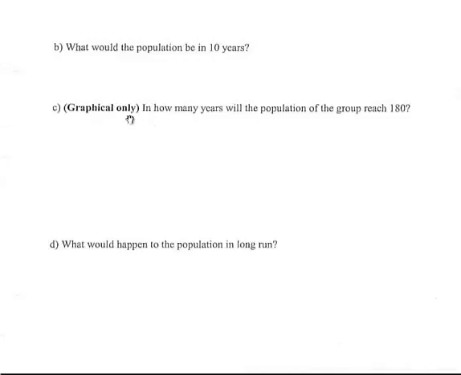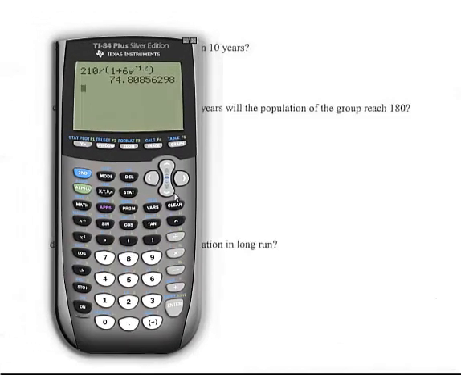C, graphical only. We'll plot our function in the y-editor and look at the graph. We want to know t, the number of years it takes to reach a population of 180. So there's not really anything to write here. We just pull up our calculator and go to our y-editor.